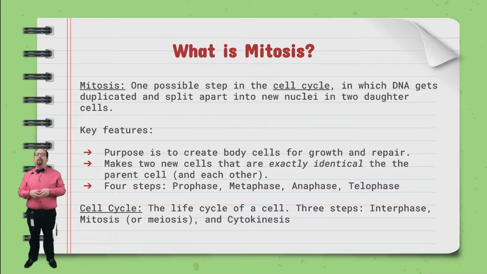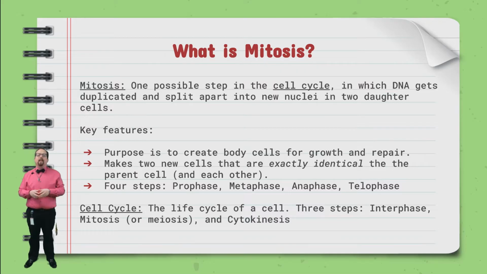It's important to remember that cellular division through mitosis creates two new completely identical daughter cells that look exactly as the parent they came from. There are 4 steps to mitosis: prophase, metaphase, anaphase, and telophase, or PMAT for short.